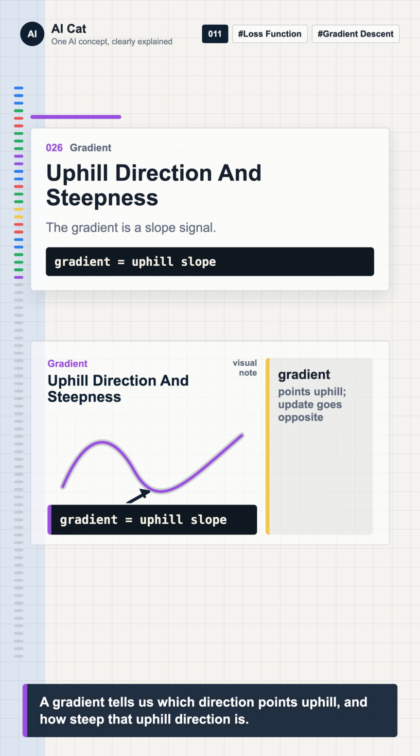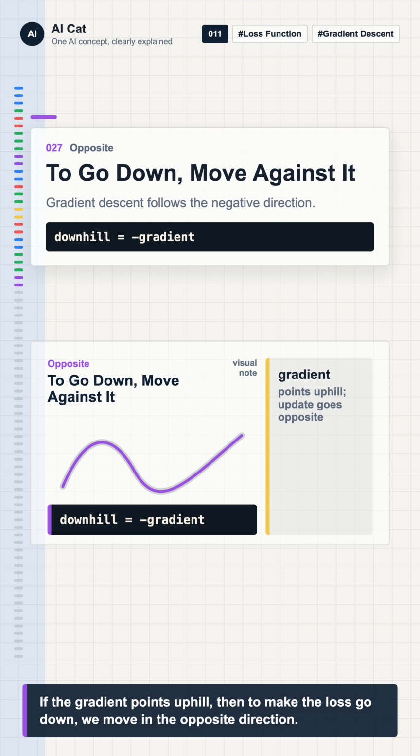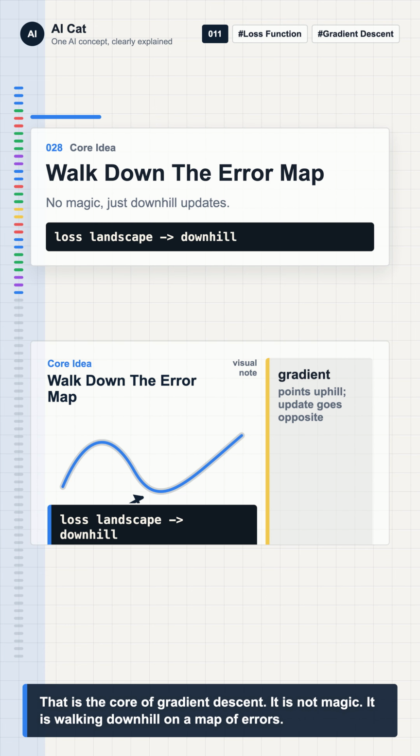A gradient tells us which direction points uphill and how steep that uphill direction is. Since the gradient points uphill, to make the loss go down, we move in the opposite direction. That is the core of gradient descent. It is not magic. It is walking downhill on a map of errors.